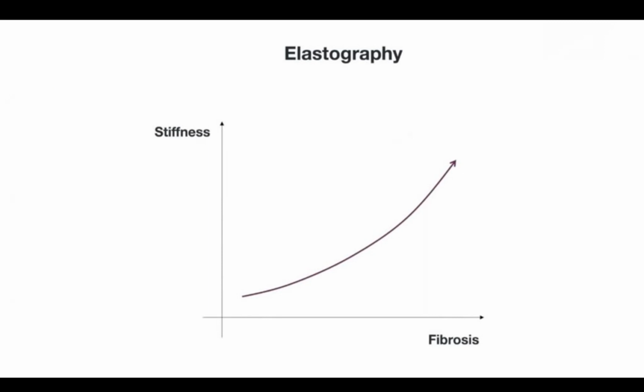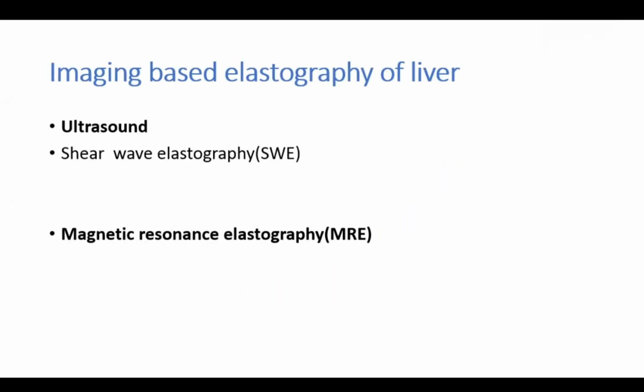We have many ways to do elastography, but here we have a diagram showing that whenever fibrosis increases in any tissue, here liver tissue, the stiffness of the organ also increases. So by measuring the stiffness of that organ, we end up knowing the degree of fibrosis in that organ. The aim of elastography is to know the level of fibrosis non-invasively, which invasively we can know by biopsy.